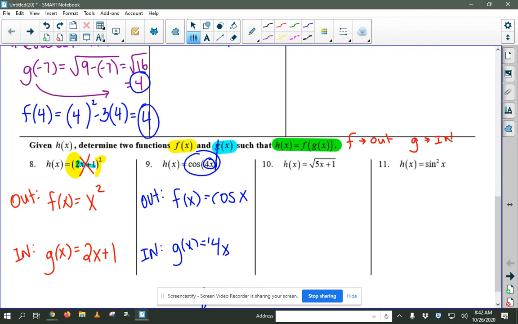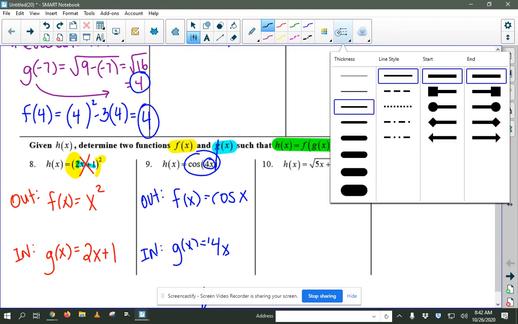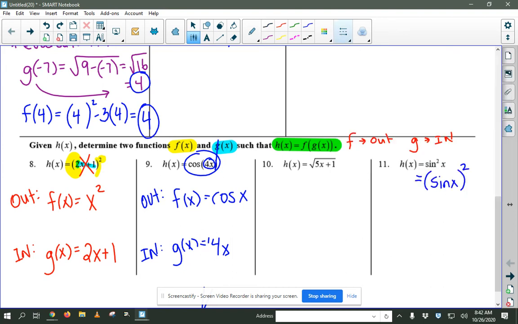Okay? I'm going to do 11. So remember, I could rewrite this as the sine of x being squared. And I'm going to take it like that, okay? I'm going to take it as the sine of x being squared.